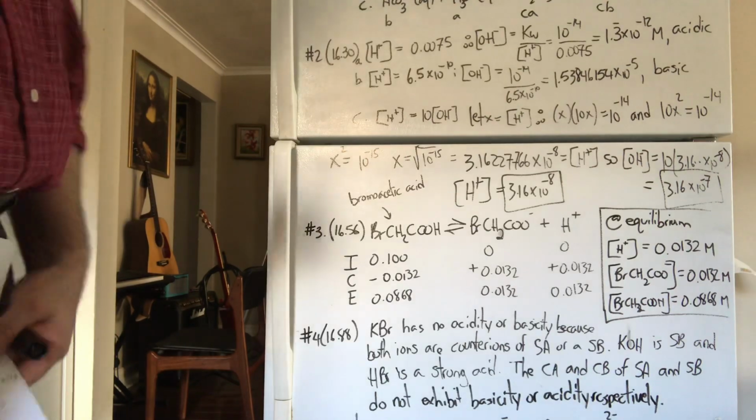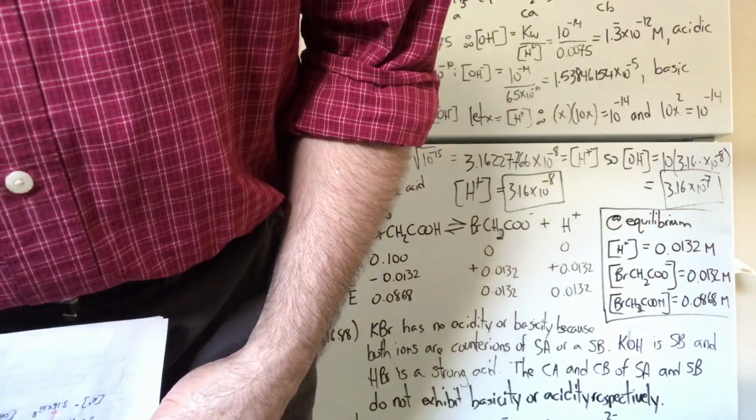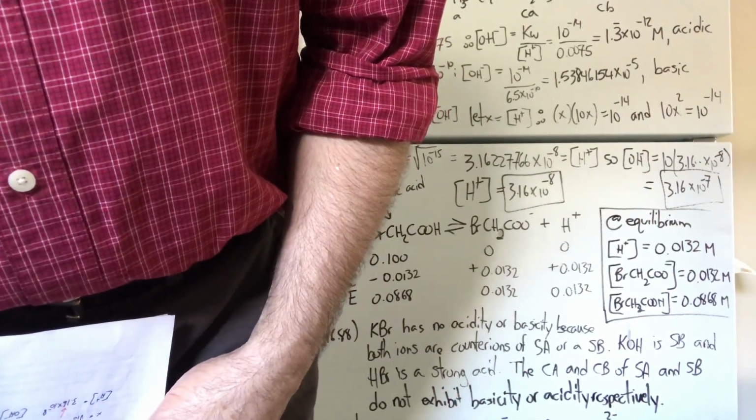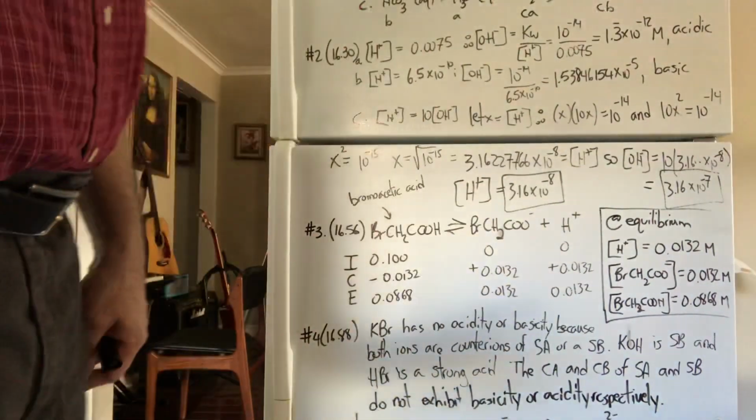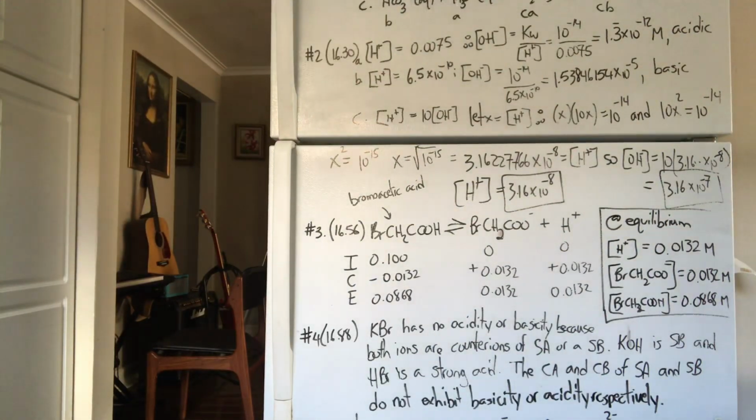Question 1656. A 0.1 molar solution of bromoacetic acid is 13.2% ionized. Calculate H plus. Okay, you can set it up like an ice table to show all the values.